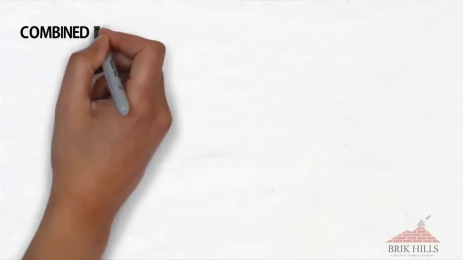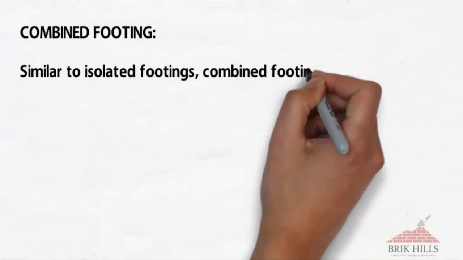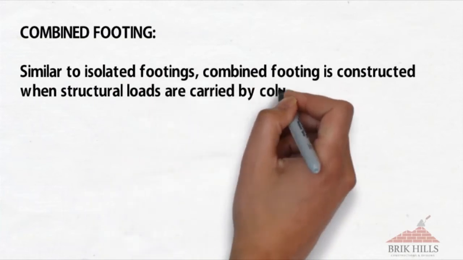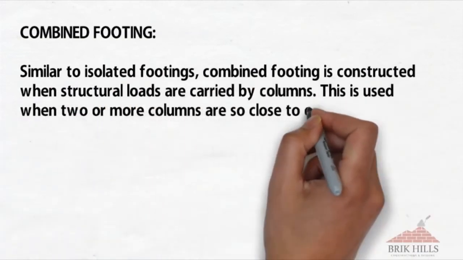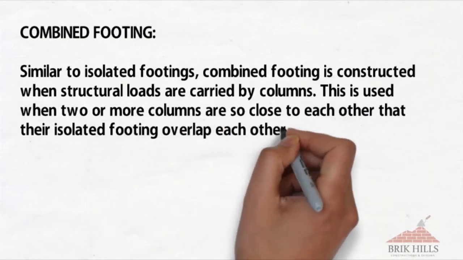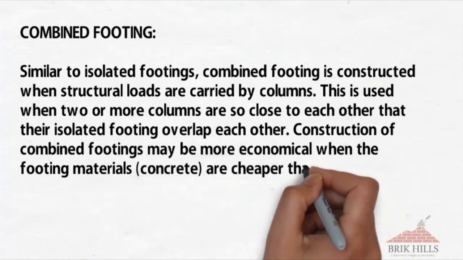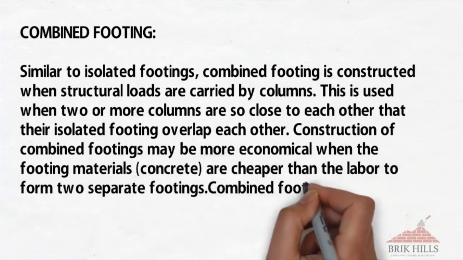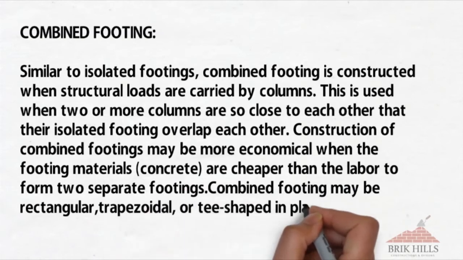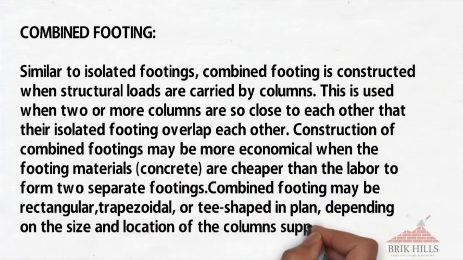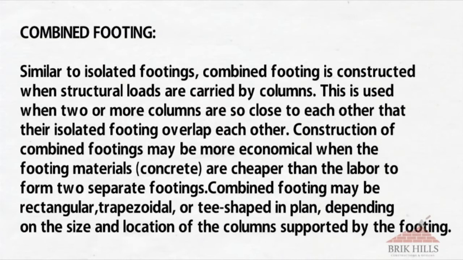The next one is combined footing. This is similar to isolated footing. In combined footing, the structural loads are carried by columns. This type of footing is constructed when two or more columns are so close to each other. If two columns are so close to each other, combined footing is provided, because if you provide isolated footings, they will overlap each other. Also, this type of footing is more economical and cheaper because it does not need separate footings, and these are also built in different shapes, rectangular or trapezoidal, depending on the size and location of the columns supported by the footings.